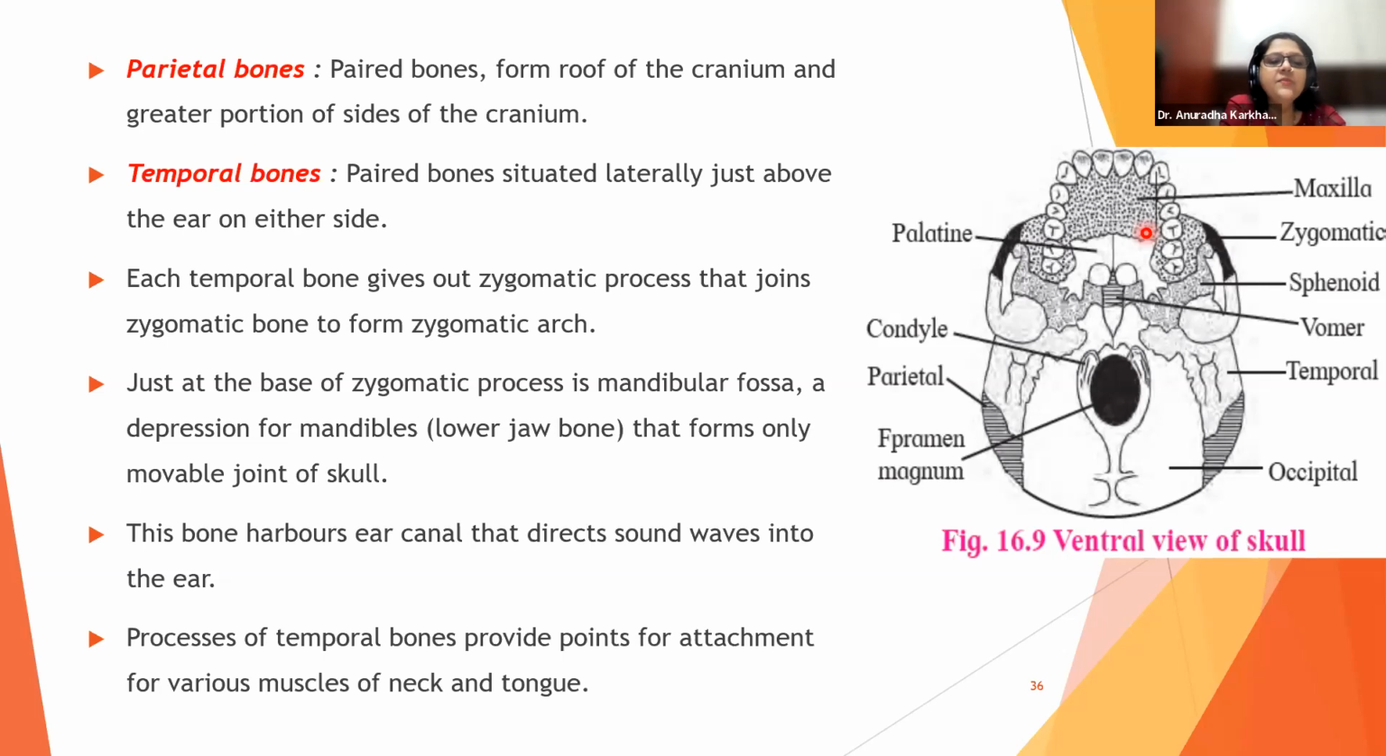Okay, this bone harbors the ear canal that directs sound waves into the ear. Processes of the temporal bones provide points of attachment for various muscles of the neck and tongue also. So see what all is attached to the temporal bone: the muscles of the neck and tongue are attached to it. Okay, so this is about the temporal bones which are present in this region.